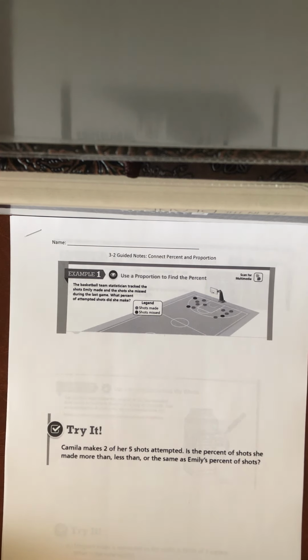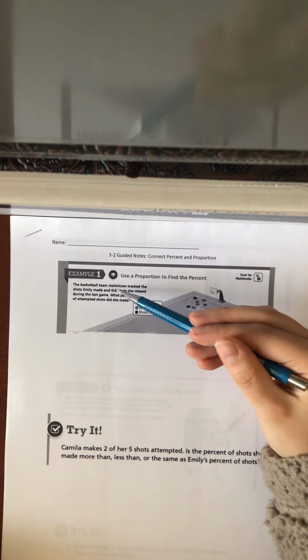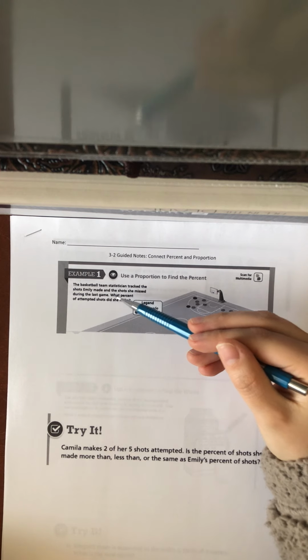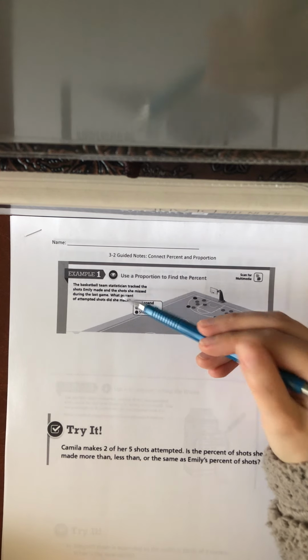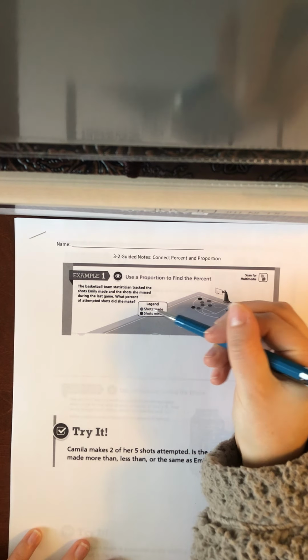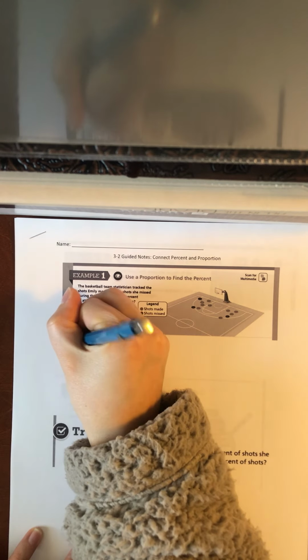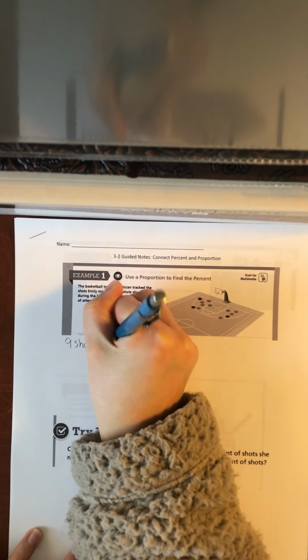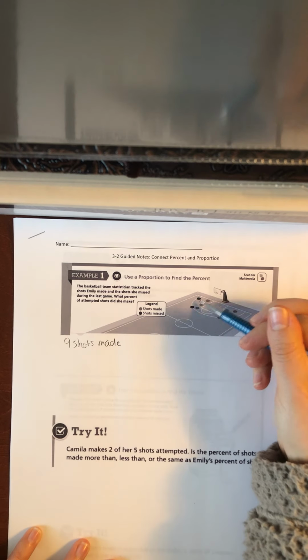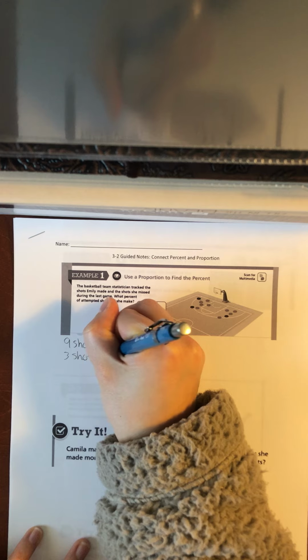So the first example says, the basketball team statistician tracked the shots Emily made and the shots she missed during the last game. What percent of attempted shots did she make? If we look at the diagram, you can count. Shots made: 1, 2, 3, 4, 5, 6, 7, 8, 9. So 9 shots were made. And then shots missed are 1, 2, 3. 3 shots missed.